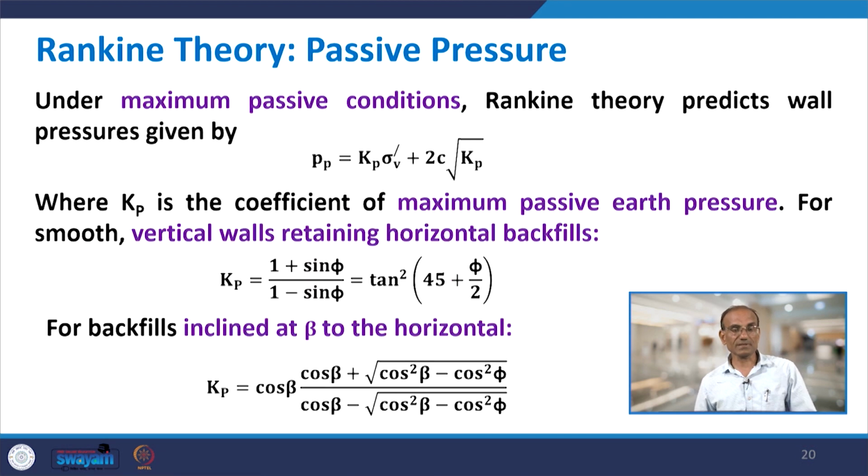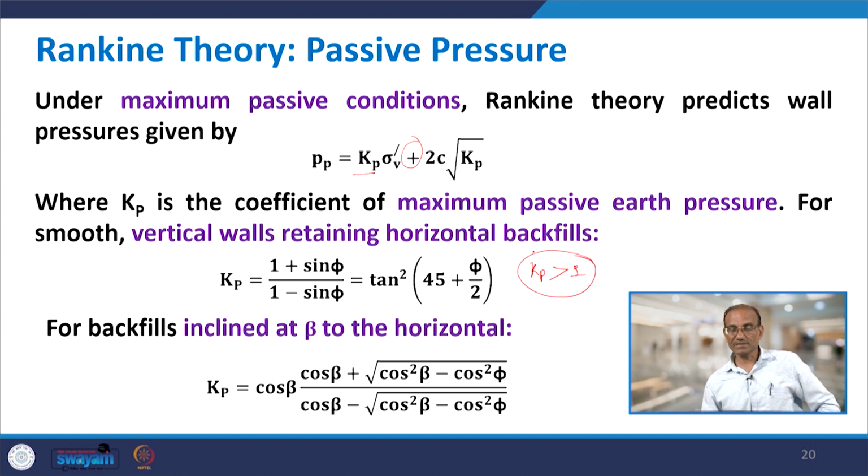In case of passive pressure, under maximum passive pressure condition, Rankine theory predicts that passive pressure at any depth is calculated as follows. Here two changes have occurred compared to active pressure. Instead of Ka you have Kp now, and instead of the minus sign you get the plus sign. So, this sign has changed here, where Kp is the coefficient of maximum passive earth pressure. For a smooth vertical wall retaining horizontal backfill, this is given by (1 + sin phi)/(1 - sin phi), and this form itself is saying that when phi equal to 0, Kp will be 1. However, otherwise Kp will always be greater than 1.